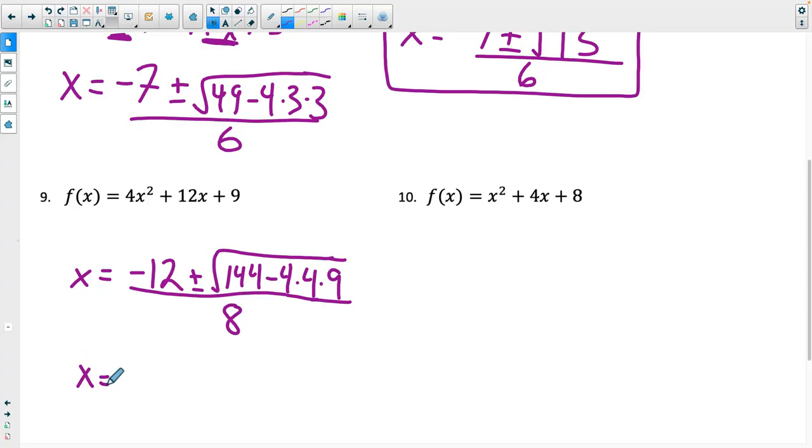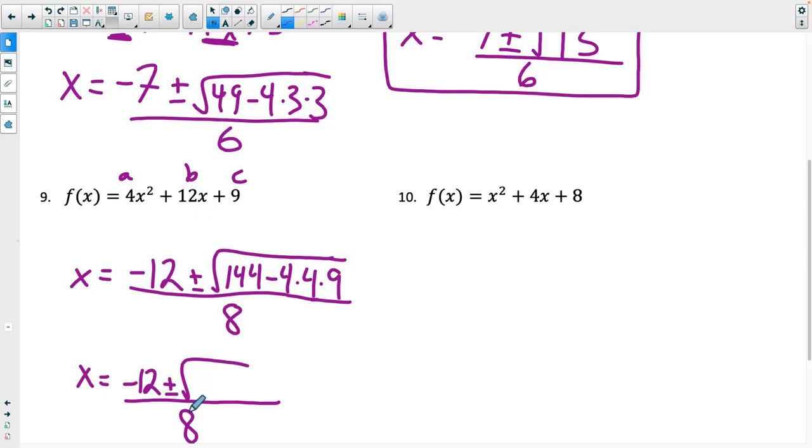So as I was walking around, I saw a lot of people that did get to that point right there. And I'll just remind, we got A, B, and C. And so on the bottom here, I had gone 2 times A, 2 times 4, and that's what gave me 8. Now, I got negative 12 plus or minus the square root of what number?